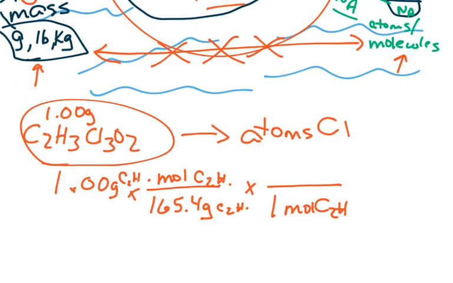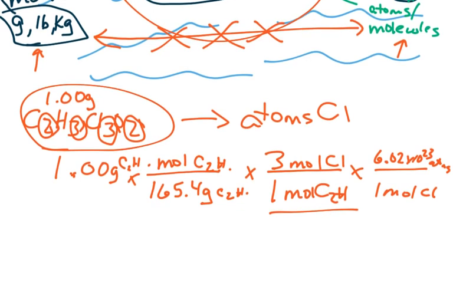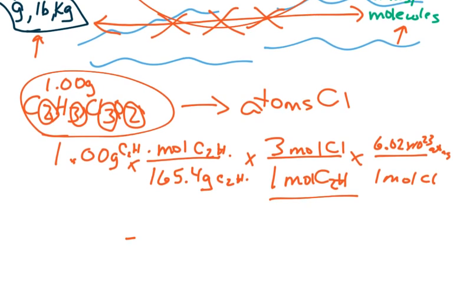We want to get to moles of chlorine. That's what all these numbers are. Chemists have made that relatively straightforward in a very complex way. Okay, so we have 1 mole of this stuff. We have 3 moles of Cl. And then in 1 mole of Cl, there are 6.02 times 10 to the 23rd atoms. Okay. So if you do that, you end up with 1.09 times 10 to the 22nd atoms of Cl.